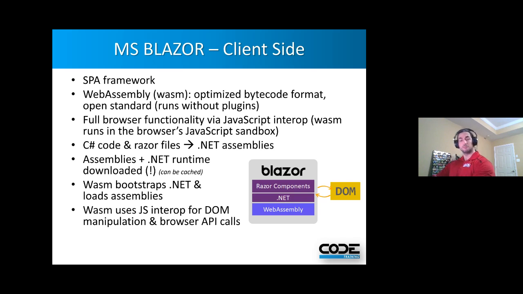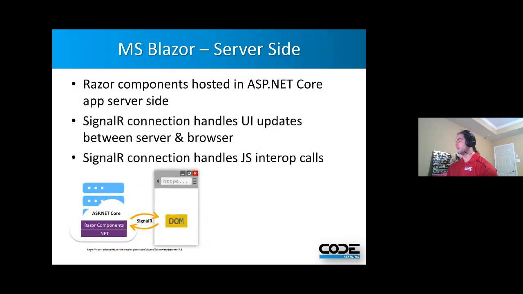Then WASM bootstraps the .NET runtime and loads the assemblies that were created from your Razor components. And then WebAssembly uses JavaScript interop for DOM manipulation and to make your browser API calls. So this is basically how the communication between the DOM and your Blazor app works if you have your Blazor app running client side.